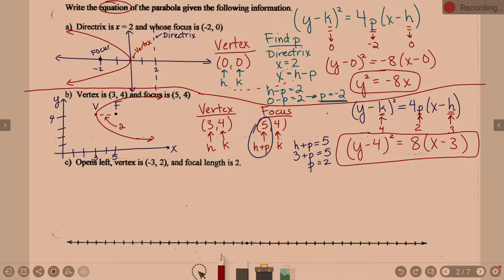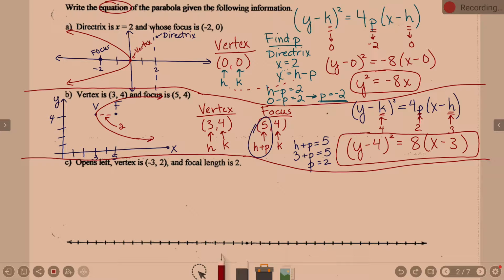Okay. One more on this page, then we'll look at the back. We have 3 pieces of information shared about the parabola. It opens left, the vertex is negative 3, 2, and the focal length is 2. I personally don't feel the need to draw a picture on this one. Everything is provided for me, in my opinion.